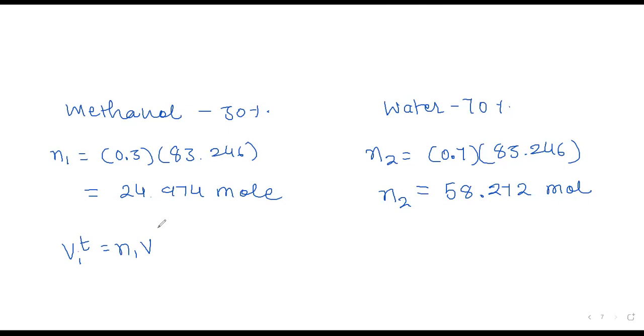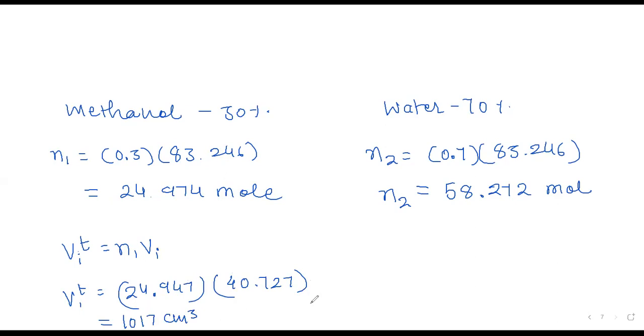So total volume V_i^t for a species is N_i multiplied by V_i. So N1 is 24.974, and the total volume is N1 multiplied by V1, where the pure substance volume is given as 40.727. So the total volume of pure species for methanol is 1017 centimeter cube.